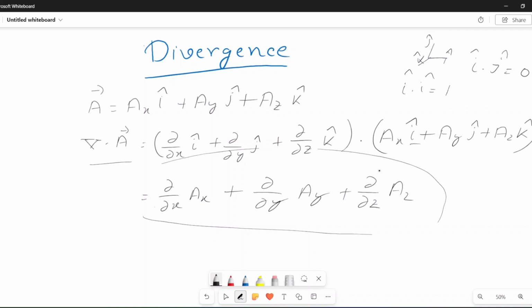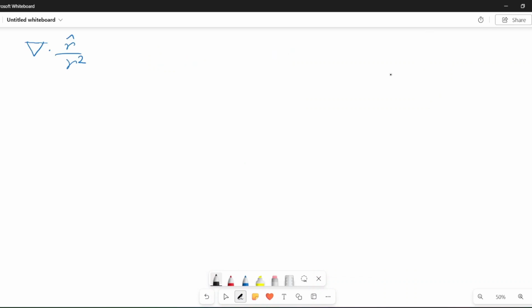Next, let's take an example. We have to find the divergence of this expression. The expression r cap by r square, where r cap can be written as r vector by mod of r, and there is r square, so this expression can be written as r vector by r cube. So we have to find the divergence of this expression.